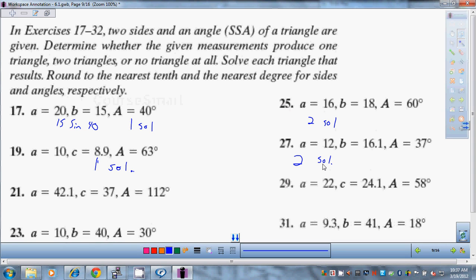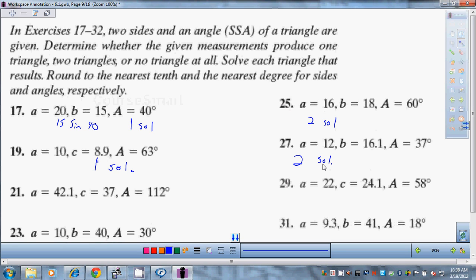29. Do we need to do the test? Wait, I'm confused. When do we know we don't need to do the test? If the side opposite the angle, matching letter, is the bigger of the two sides, you don't have to do anything. It's one solution. But when it's smaller, you have to do B sine A.